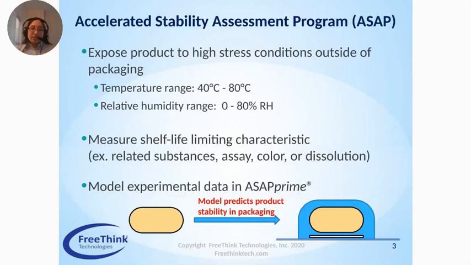At the end of that stressing period, we measure the shelf life limiting characteristic, whatever that might be. Anything that follows the Arrhenius equation can be used with ASAP. Most often that's growth of related substances or loss of assay, though we have also done color and dissolution studies. Viscosity and probiotics also follow the Arrhenius equation. Once all of this data is in hand, you can put it into the ASAPprime software and apply the effects of packaging to determine what the shelf life is going to be.